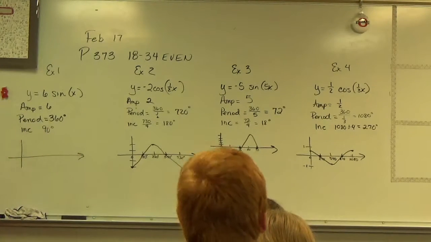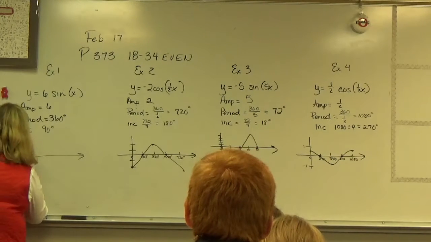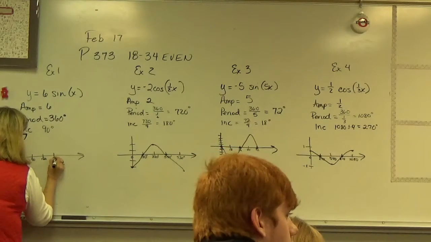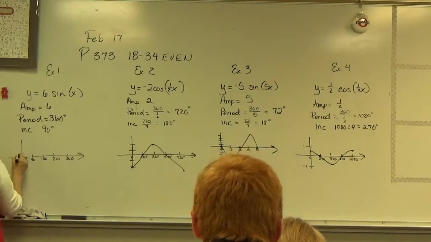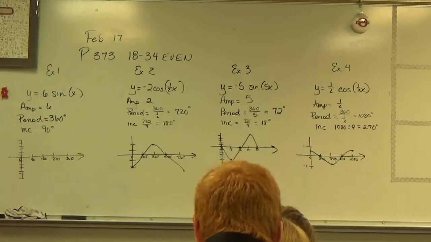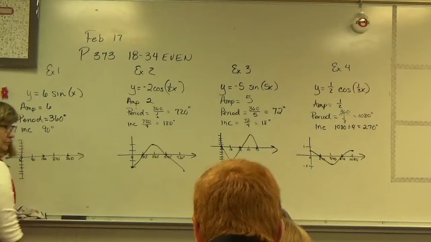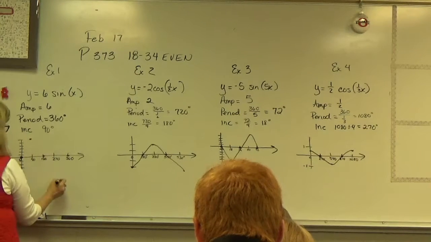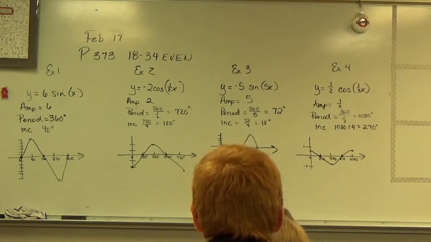Okay, Delaney, number 2. We're going by increments of 90, so what am I going to have? 90, 180, 270, 360. Got it. And what's a sine curve look like? Well, we have an amplitude of 6, better get that on there. Beginning, middle, and end. And down 6. Okay, Mason, need another one?